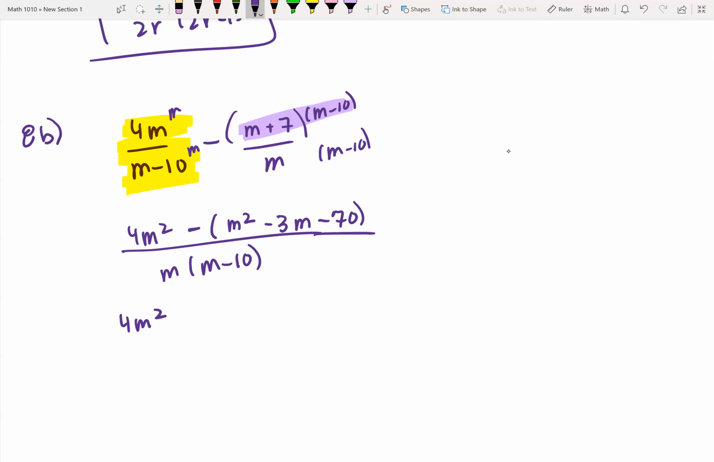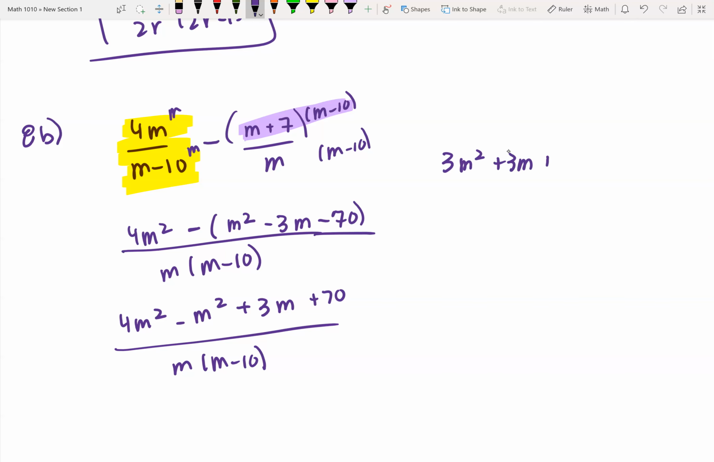Distribute the negative and you get 4m squared minus m squared plus 3m plus 70 over m times m minus 10. Simplify the top and you have 3m to the second plus 3m plus 70 over m times m minus 10. Now I'm just going to take a quick second and make sure if this numerator at the top factored to some kind of m minus 10, then I could cancel, but I can see that it doesn't, because right here it says the signs are the same, they're both positive, so there's nothing I can do.